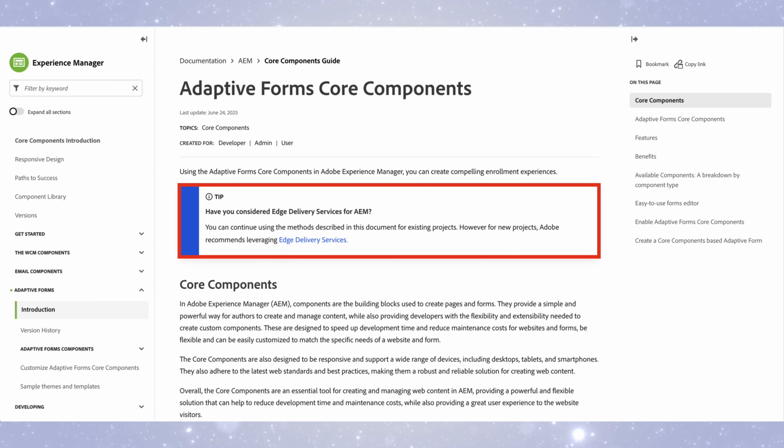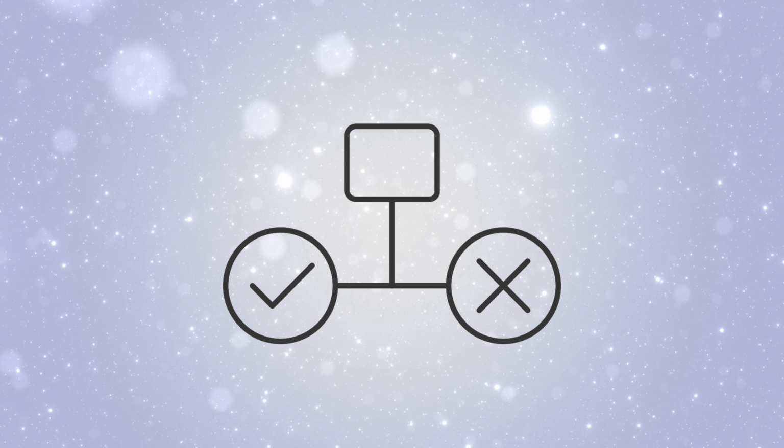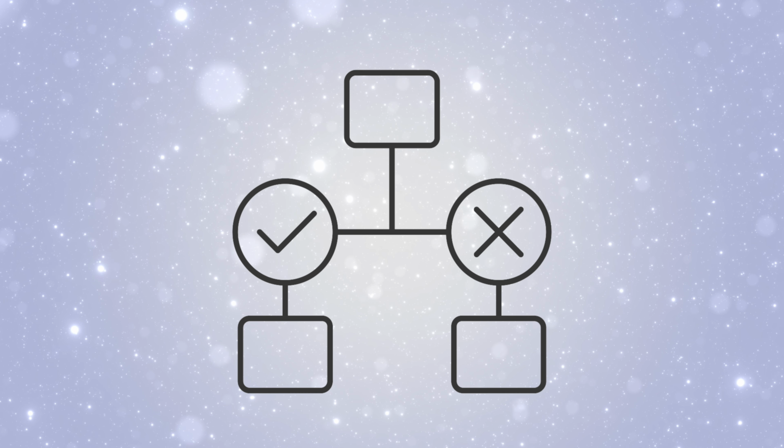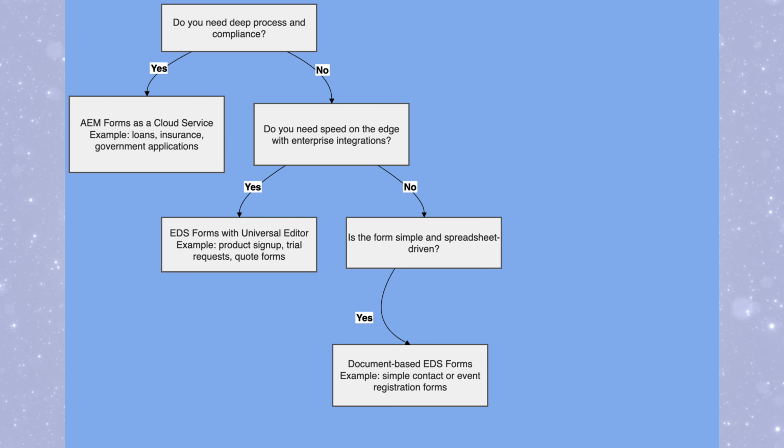And as per the documentation, this is also a recommendation from Adobe to use EDS Forms with Universal Editor for new projects. So now that we have gone through all three options, let's put it all together with a simple decision tree. You can think of the choice as a three-step check. Start at step 1 and move down only if the answer is no.